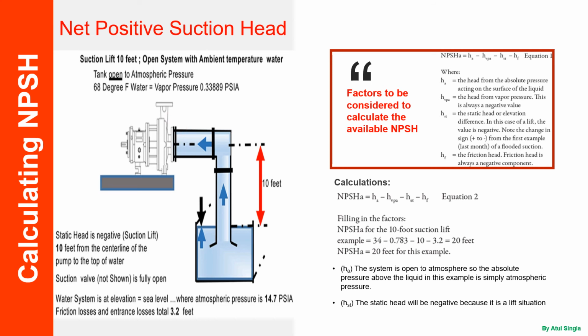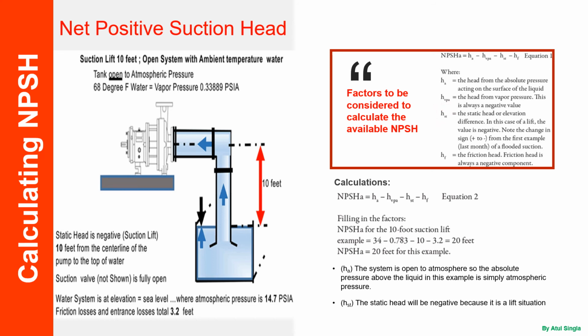Okay, so we have to consider a few factors here. For example, HA, that is the head from the absolute pressure acting at the surface of the water, which is atmospheric pressure. So atmospheric pressure is what? It is 34 feet, which is equivalent to 14.7 psi. Now the second factor is head from vapor pressure, which is 0.783 with respect to this much psi. We have converted this psi into atmospheric head, water head.